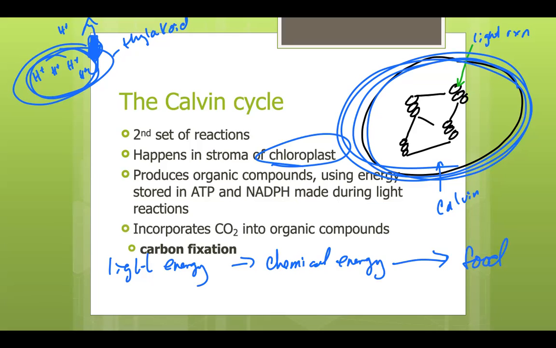The process that we use to make the organic compounds is called carbon fixation. And it's really important to understand what that means, because carbon dioxide is not an organic molecule. It is inorganic, but you're going to convert it into an organic compound in the Calvin cycle.